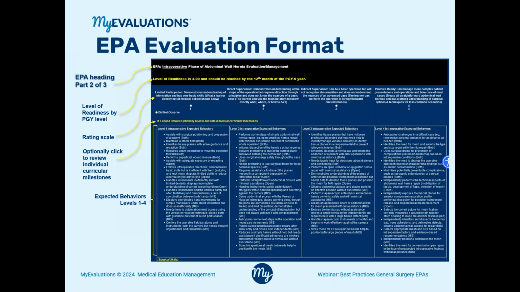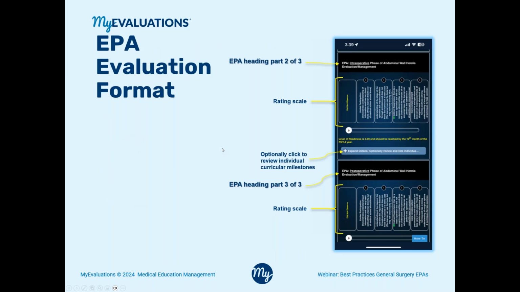Within My Evaluations, the first 5 times your faculty go in to complete these evaluations, they're going to see these expected behaviors, and then subsequently those expected behaviors will be automatically hidden, and they can simply click on expand details to review it or to have a reminder of it. On the mobile app, it's again the same functionality, where you have the second portion of the EPA for the intraoperative and the third portion for the postoperative listed. If you look at these questions, you can see on a typical evaluation, there are essentially only 4 questions that the faculty has to answer.